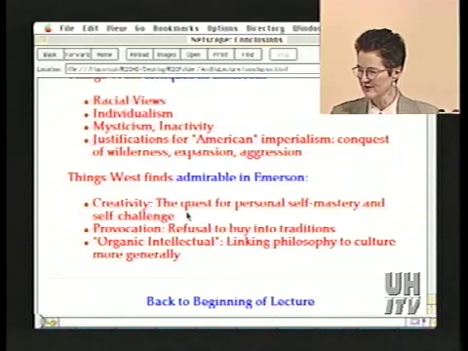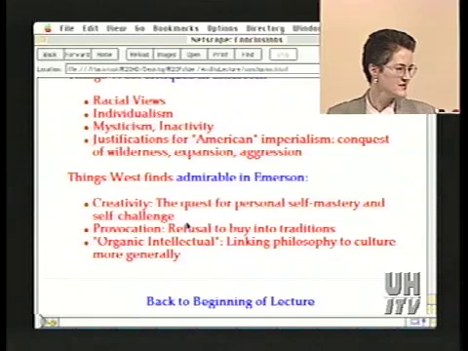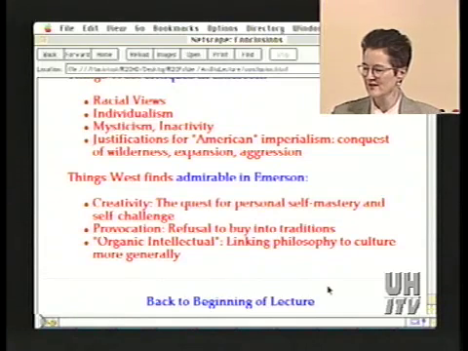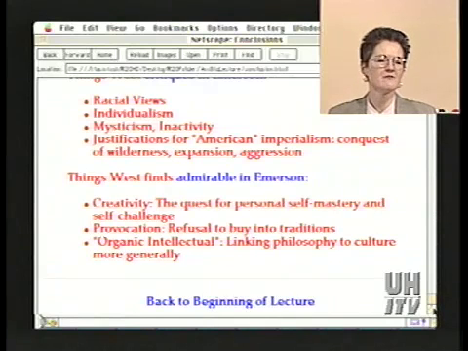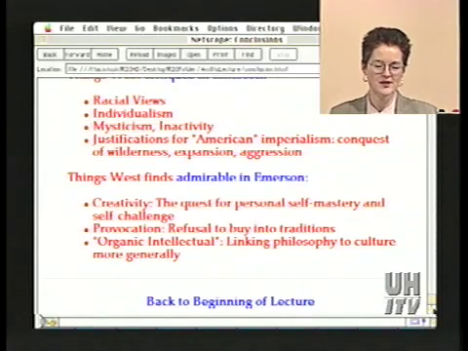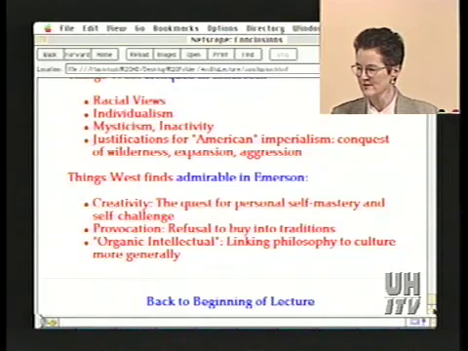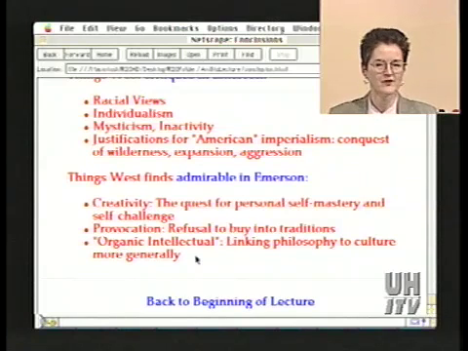Creativity. This is a good thing. The quest for personal self-mastery and self-challenge. This is a goal of a lot of existential philosophers, postmodern thinkers, that West thinks is fine. Provocation. I'm sure Cornel West sees himself as a provocateur trying to provoke the white establishment, among other things. Concern for racial injustice in America. And finally, the goal of being an organic intellectual is one that Cornel West himself subscribes to.